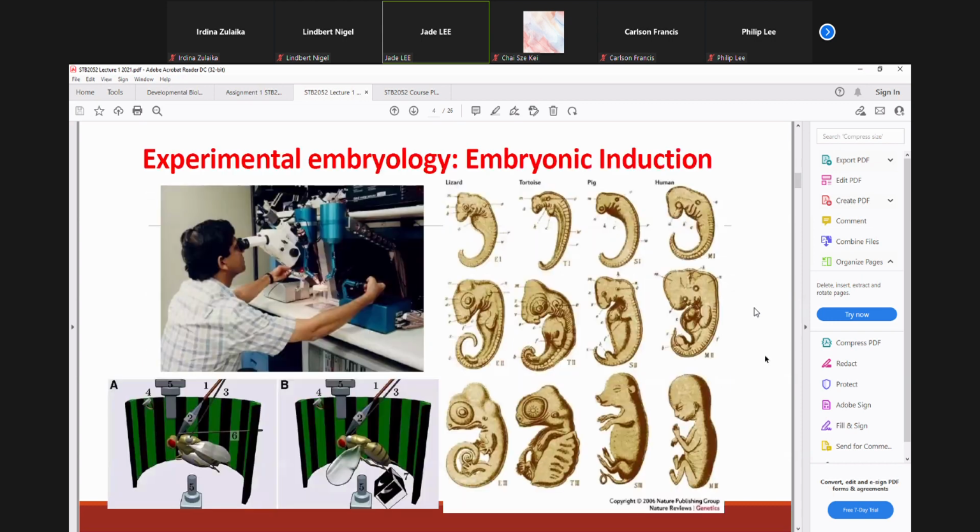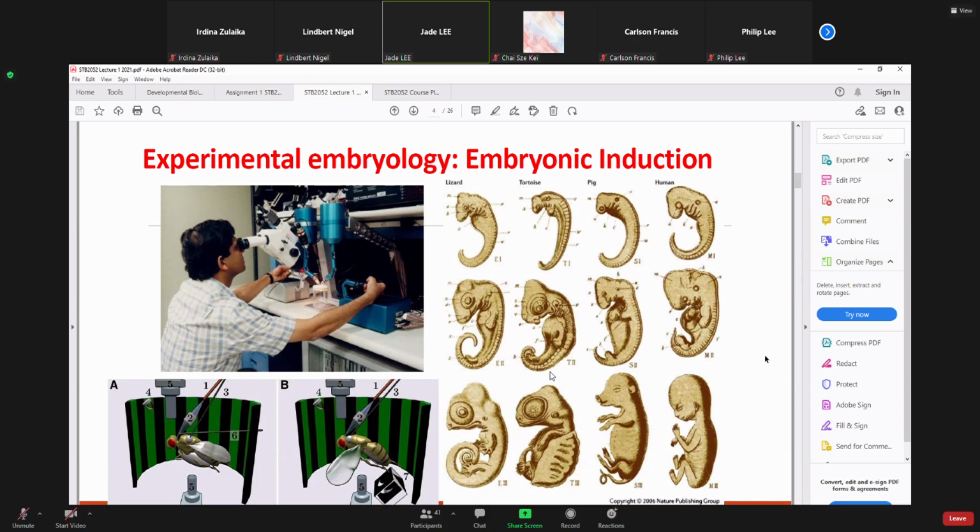Okay, and if you look at this illustration, do you agree that at the very beginning of life, the lizard, the tortoise, the pigeon, the pig, and also humans are very similar in terms of shape? Yeah. So that means you look like a lizard.